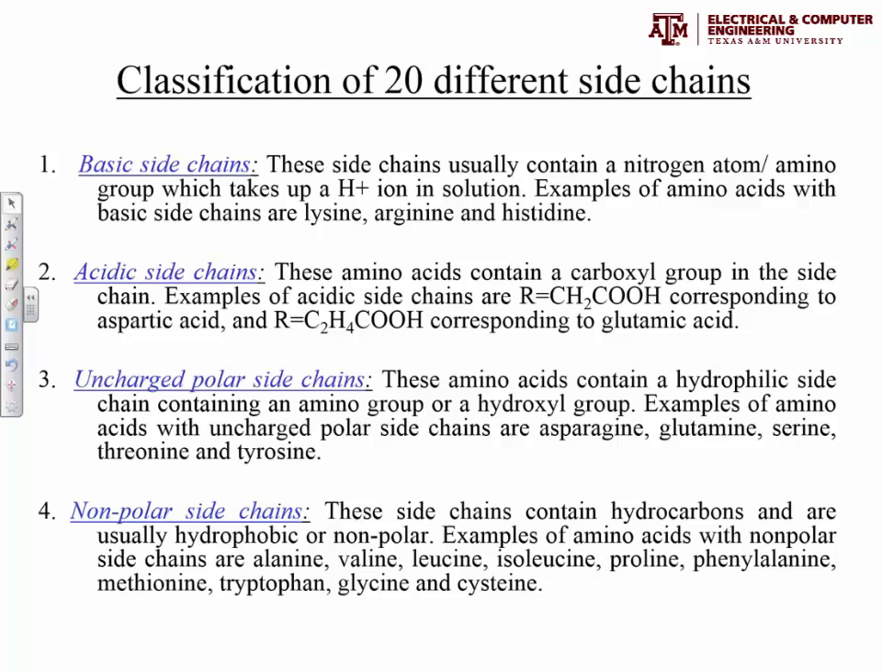Non-polar, these are like hydrocarbons. Carbon and hydrogen, remember again, carbon and hydrogen attract electrons to the same degree. So a carbon-hydrogen covalent bond is non-polar, right? It's not going to mix with water. So these side chains contain hydrocarbons and are usually hydrophobic or non-polar.